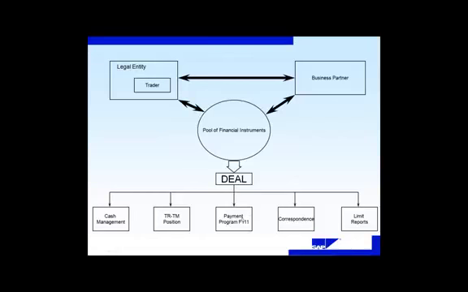Run your F110 that creates IDOCs. IDOCs create wire statements. The wire files get sent to the banks, and then that process repeats itself when you do correspondence with the banks. And then you also run the limits. Limits are for each business partner. You create limits for how much you can trade.